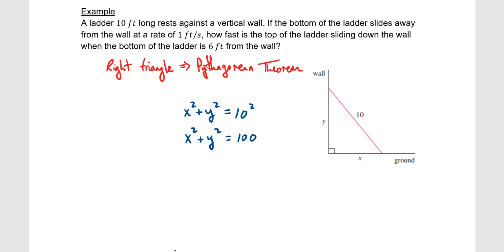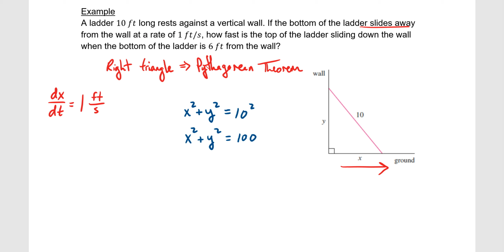And now let's take a look at the numbers in this question. So we have a ladder 10 feet long, and we already took that into account by plugging it in here. And it slides away from the wall at a rate of 1 foot per second. So if it's sliding away from the wall, that's going to be this direction to the right. So that's going to be the rate at which x is changing. So that's going to be dx/dt. So dx/dt is 1 foot per second.